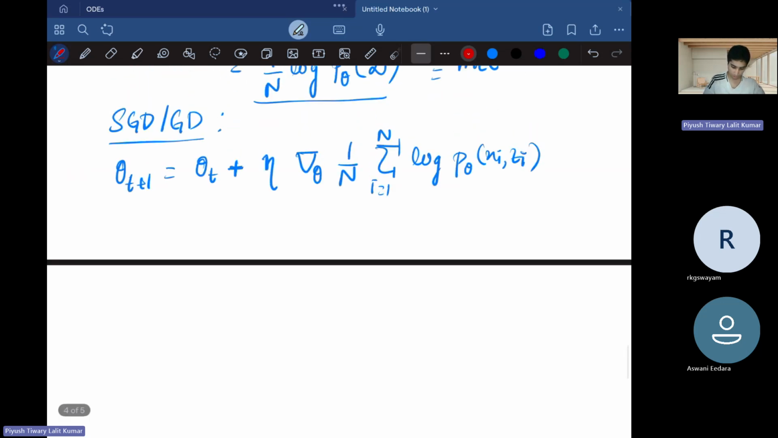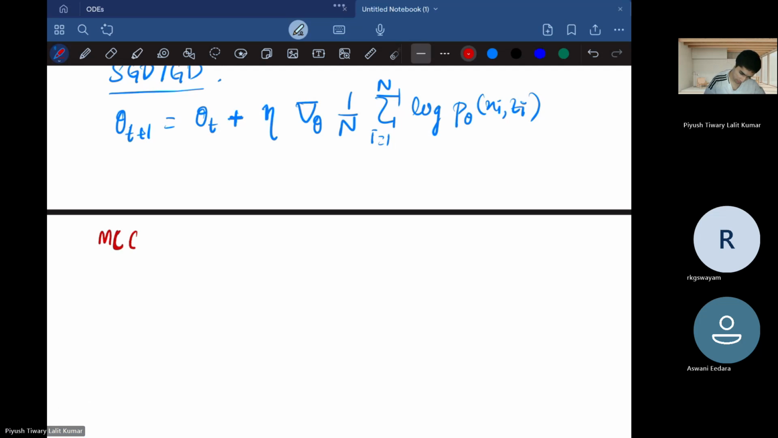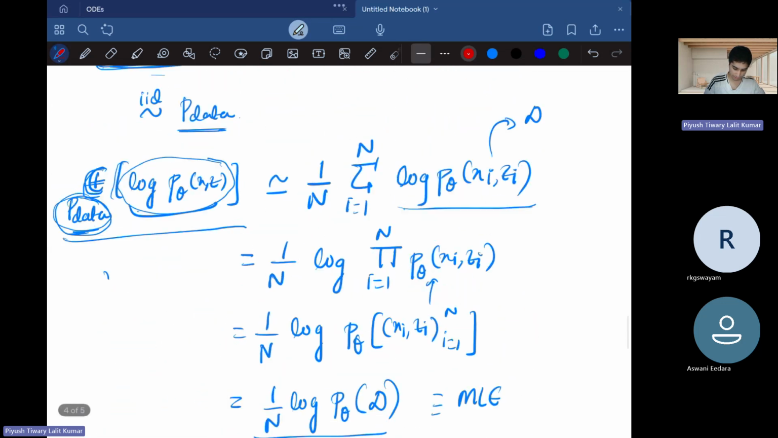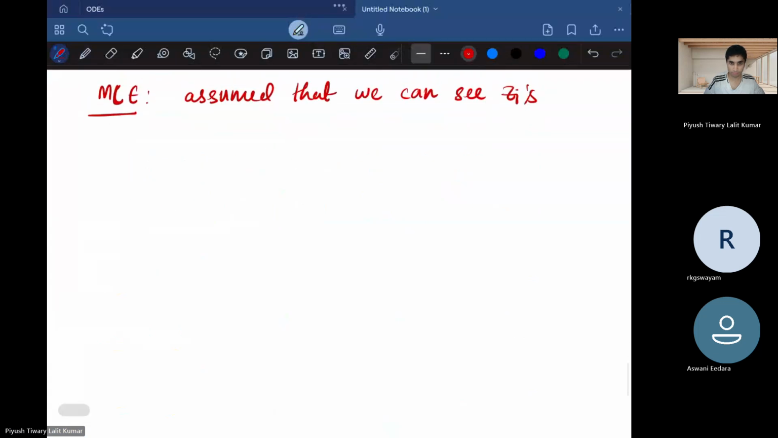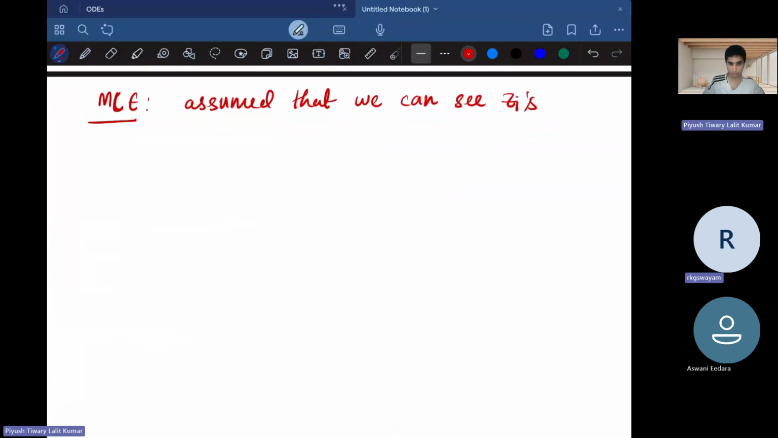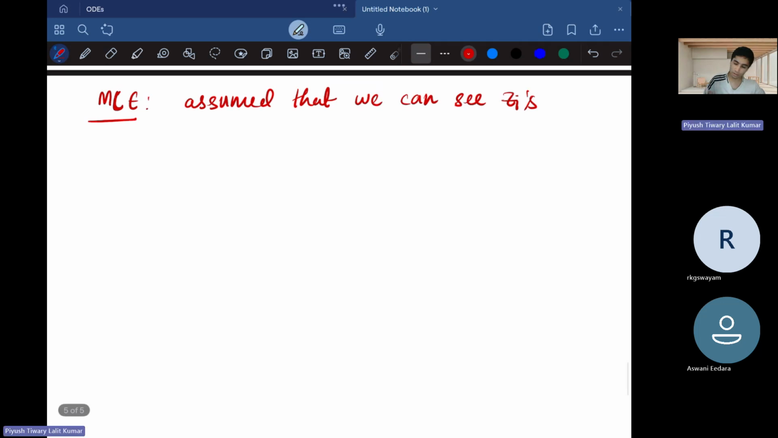Note here that MLE assumes that we can see the zi's. We assume that the zi's are present in our data set, right? If we don't have the zi's, MLE won't work. So now think about this.